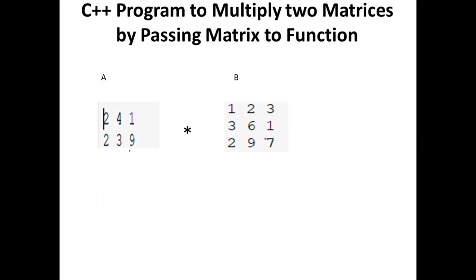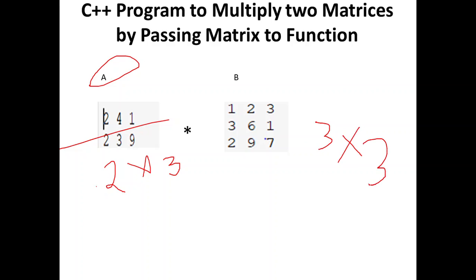A matrix is a form of two-dimensional array. You know about two-dimensional arrays. It has two sides: number one, the size of the row, and number two, the size of the column, right? So here matrix A has two rows, and the number of columns will be three, right? And here it is a 3 by 3 matrix.